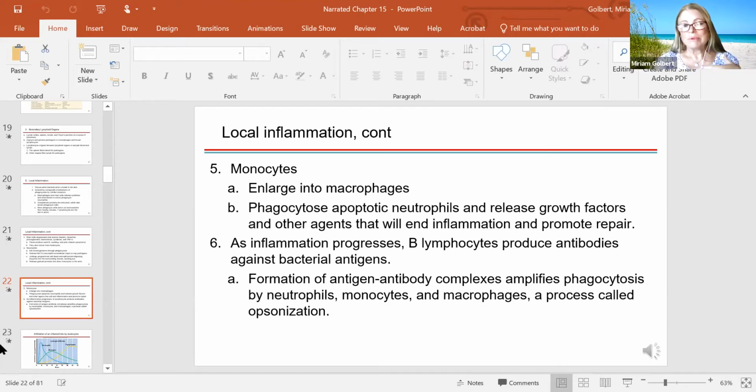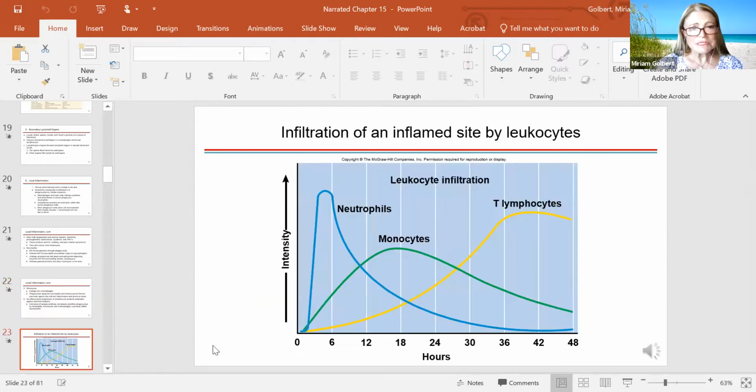And as time progresses, then we get that the B lymphocytes are going to change into plasma cells, and they're going to start making antibodies. These antibodies may not be of use for that very localized inflammation, but if the patient encounters the same bacterium later in life, they're going to be protected and they're not even going to feel like they're undergoing an infection.